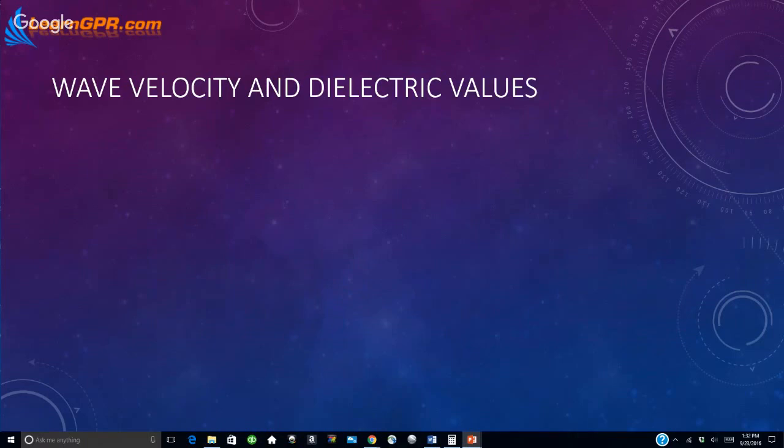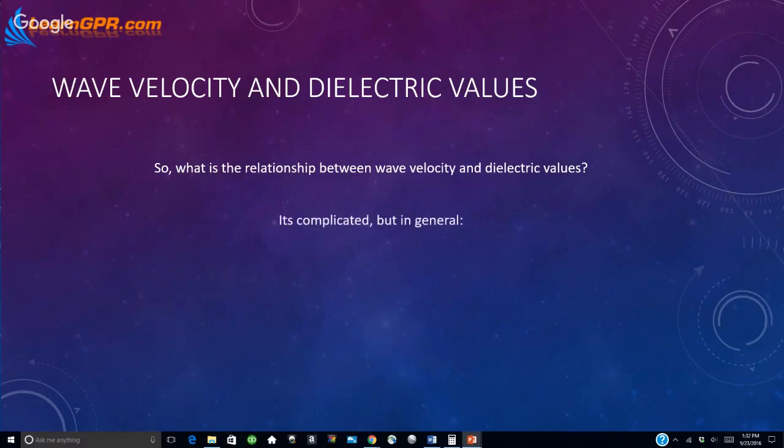So to review, what is the relationship between wave velocity and dielectric values? I know I've made some pretty strong correlations here, but the real answer is it's complicated.